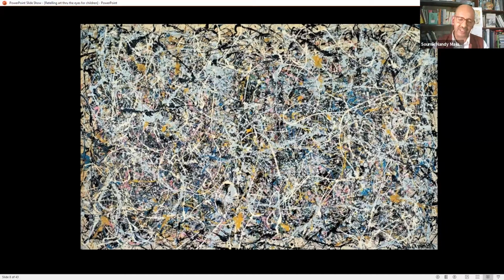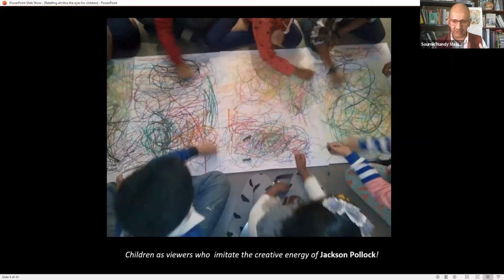The next response was, can we do a Pollock ourselves? I said, yes, why not? And that was the result. This is what they started doing. Unfortunately, I do not have the photograph of the finished painting, but they were on it for the next 15-20 minutes. They completed the whole painting and they were extremely happy.